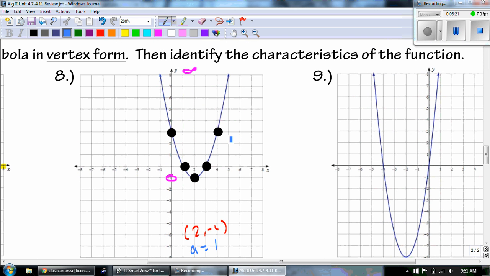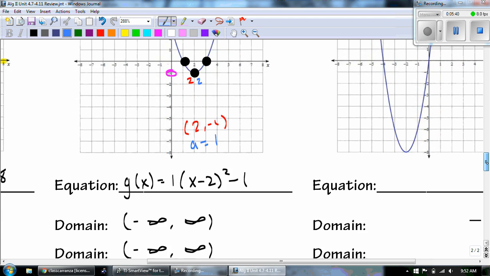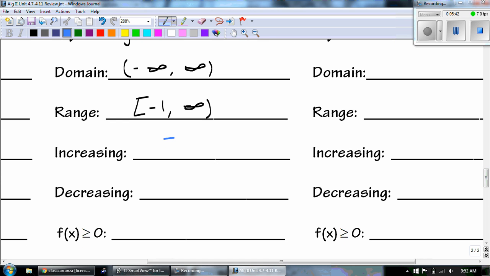Increasing and decreasing. We are falling on the left and we are rising on the right. Okay. So we're falling from negative infinity to 2, and then I'm rising from 2 to positive infinity. So we kind of did both of those at the same time. Increasing, rising from 2 to infinity, and then we're falling from negative infinity to 2.